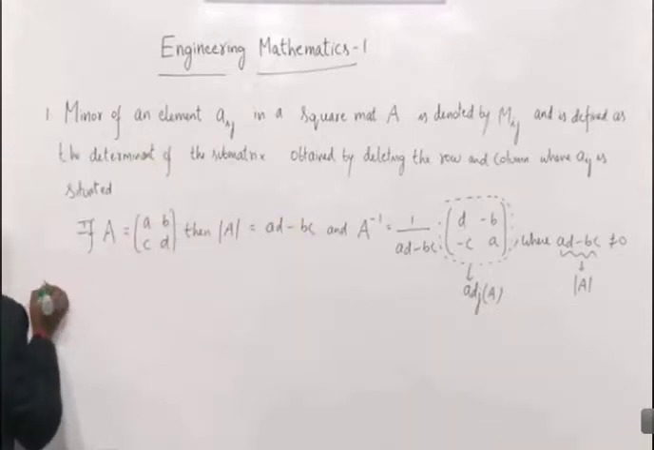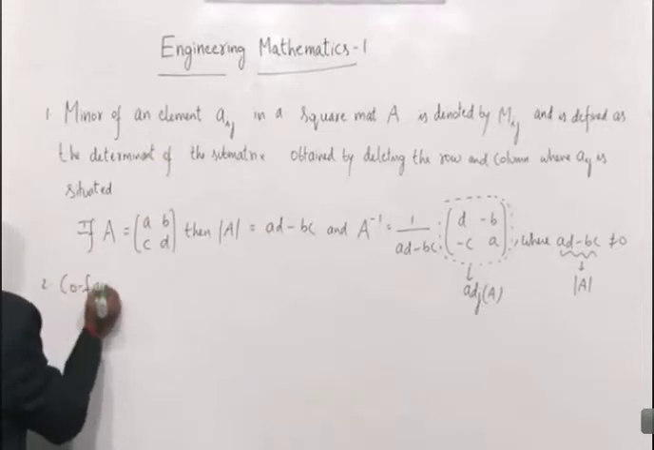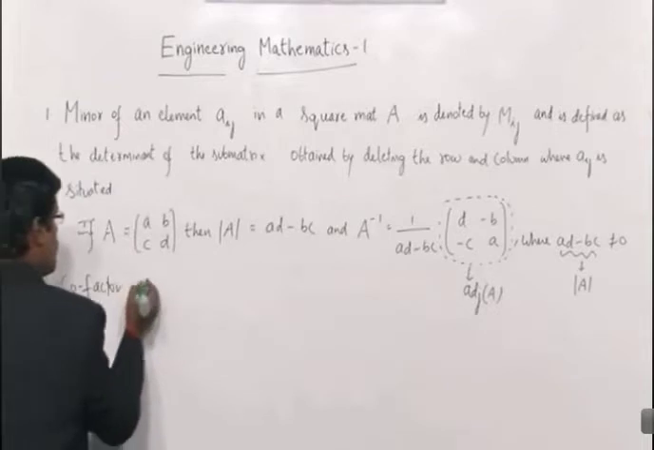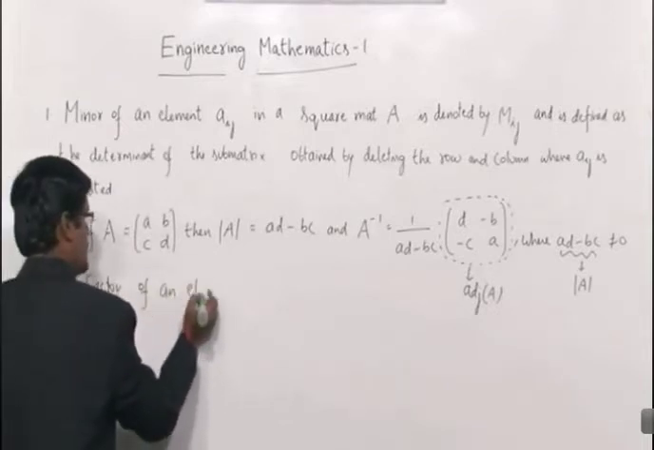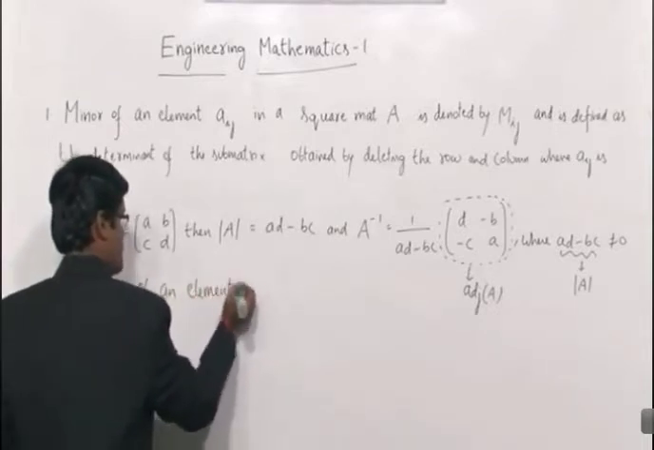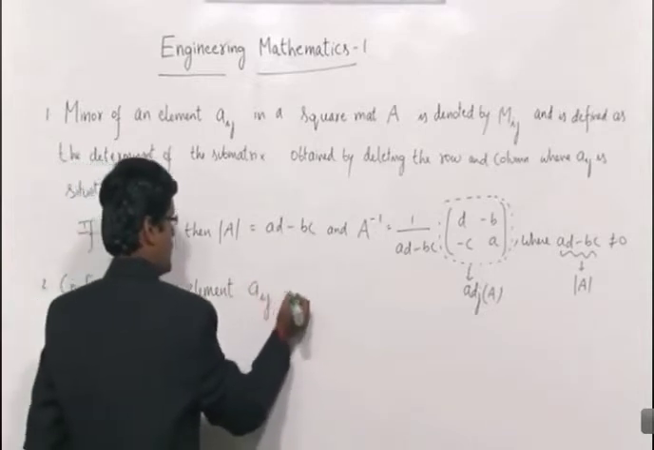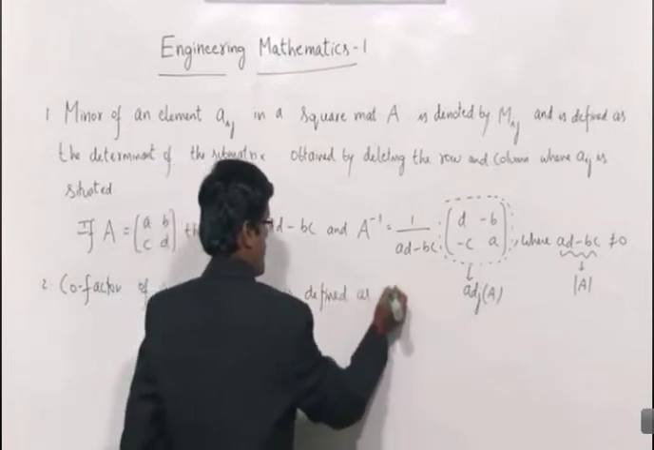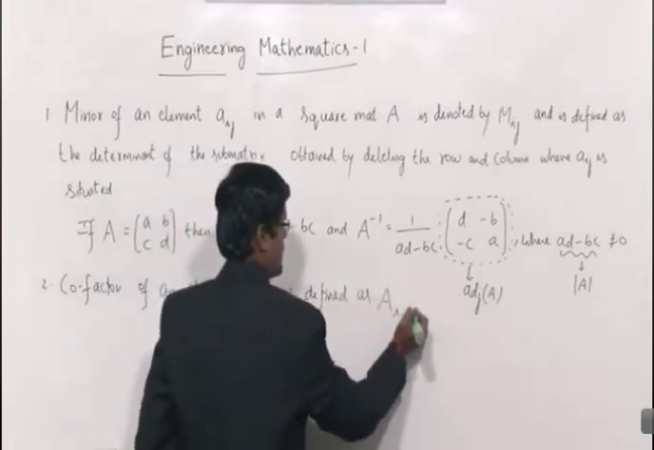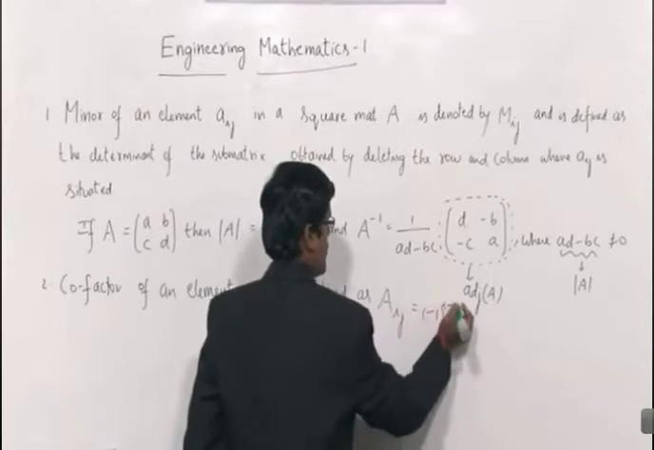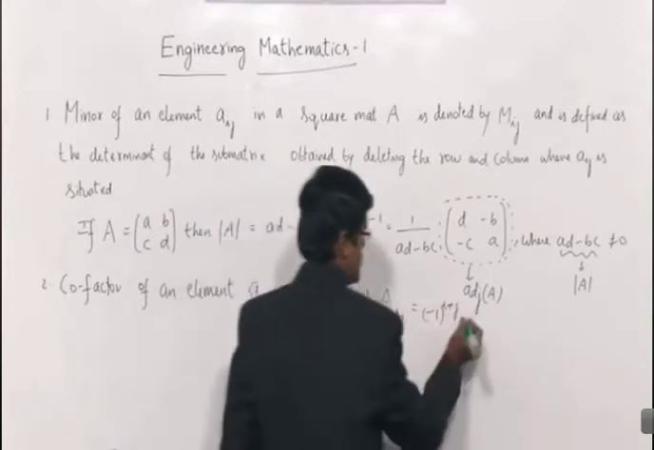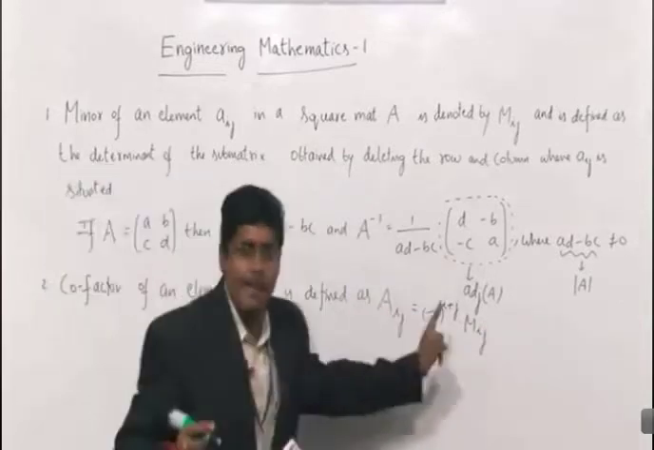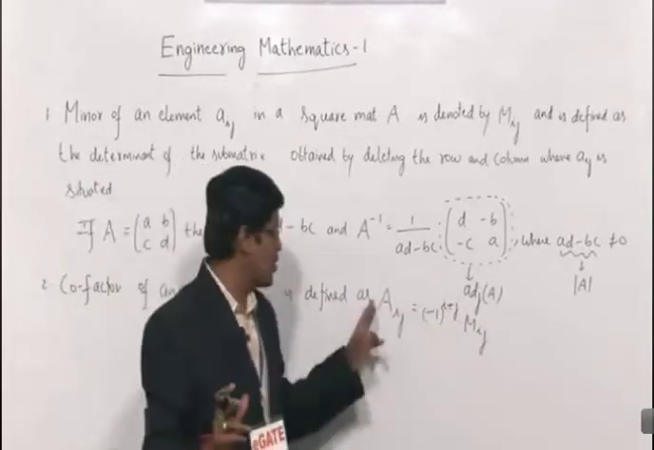Next, 2. Cofactor. Don't worry about this determinants and inverse, I will give you later. The cofactor of an element Aij is defined as capital Aij equal to minus 1 raised to i plus j, into Mij. The minor of an element is denoted by capital Mij. The cofactor of an element is denoted by Aij.